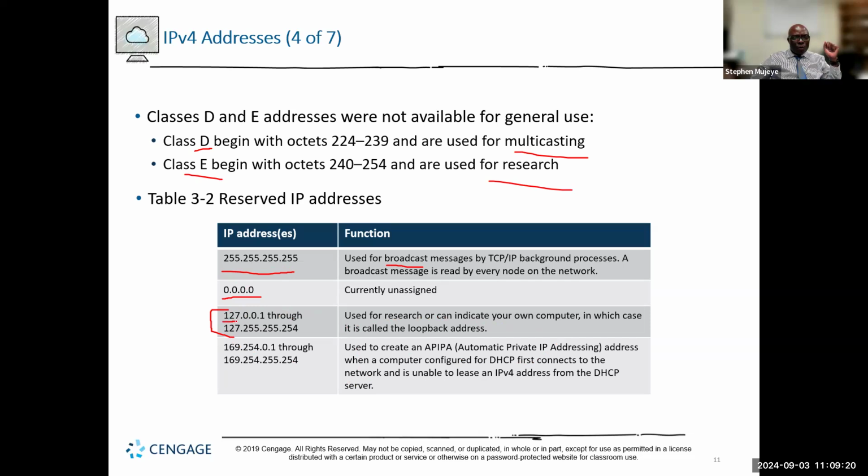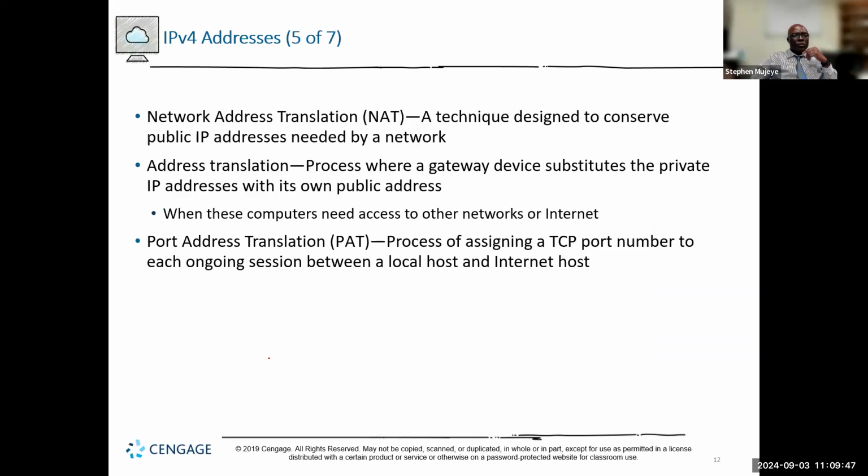So if you assign 127.0.0.1, it means you are pointing back to that particular computer. And then we also have APIPA, automatic private IP addressing. You cannot use this. Typically, when you see an IP address starting with 169, it probably means you have some DHCP issues. This is not an assignable IP address range.